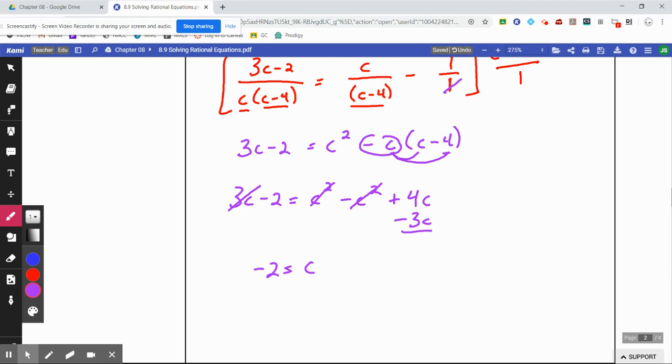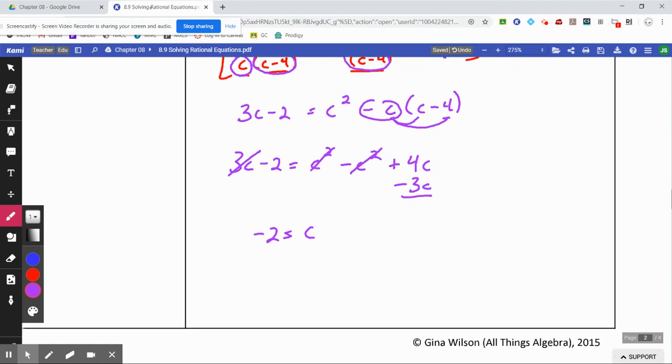Now let's go up here and look for restrictions. C can't be 0 or c can't be 4. C can't be 4 here, so therefore negative 2 will be perfectly fine.